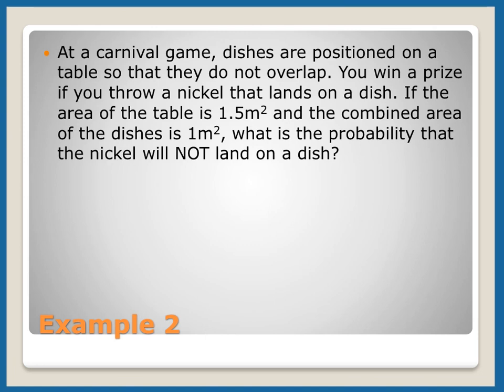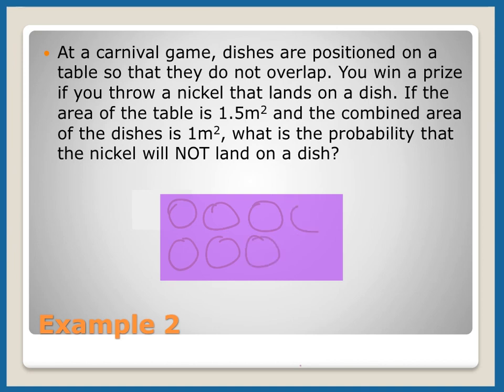I know that's how it's easiest for me. So I'm going to draw a table. So I know it's a rectangular table. And then it has dishes on that table. So it just says that the table has dishes and they don't overlap. So it could be a total of 3 big dishes, 2 big dishes, or they could be a bunch of little dishes on that table. All we know is they don't overlap.